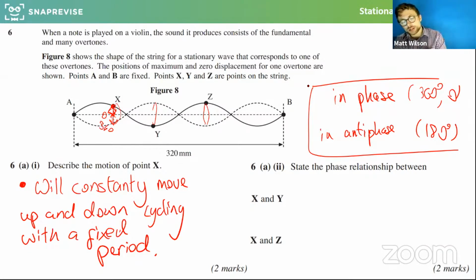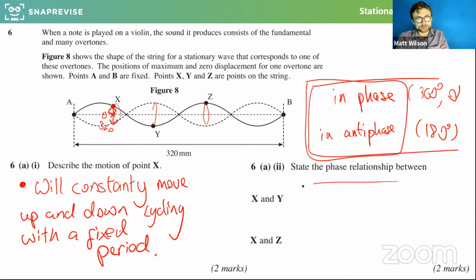So these are the kind of words that they're looking for us to use when they ask us to state the phase relationship. So the phase relationship between X and Y. Well, X is at the top of its oscillation here. What they've drawn here is the maximum height that point X can get to. And Y is at the bottom point. So they are on opposite sides of their oscillations. And so they're going to be 180 degrees apart, or more simply, they are going to be in what we call antiphase.